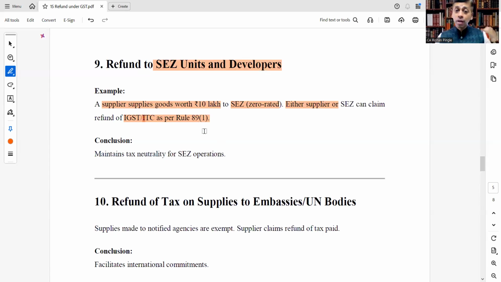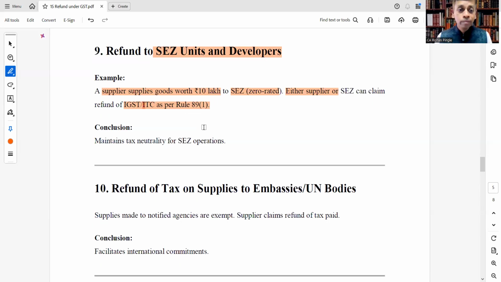A supplier supplies goods worth rupees 10 lakh to sales or zero rated. Either supplier or sales can claim a refund of IGST or ITC as per Rule 89 Sub Rule 1.